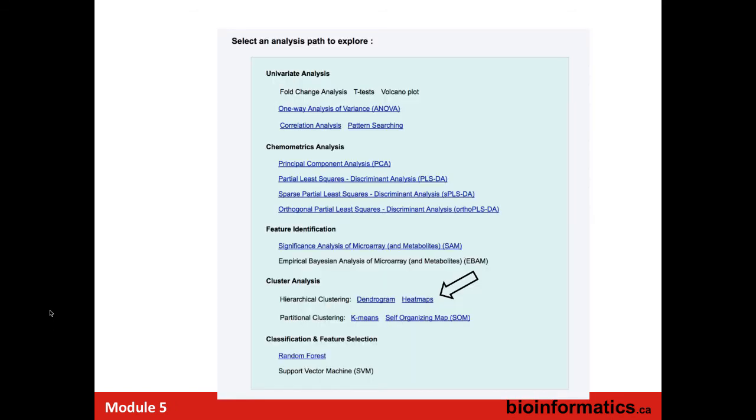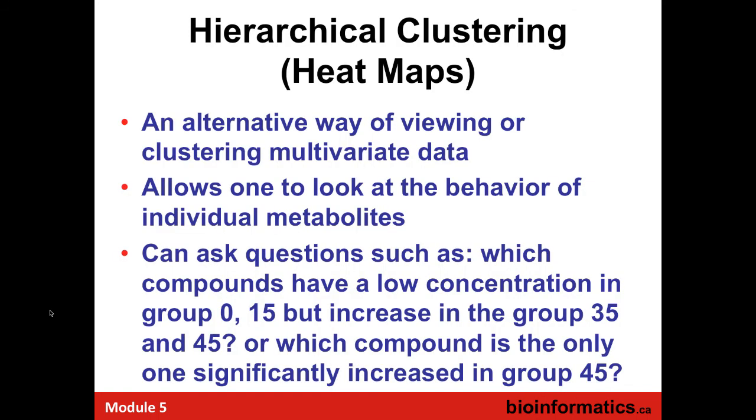The last thing that we can do in this one, or the one I'm going to use in this example, you could do many others, but we'll just look at heat maps, and this is the hierarchical clustering approach. And it's another way of looking at multivariate data. Some people prefer it because it's perhaps a little more visual, a little closer to the way people think of microarrays or protein chips. And it allows you to look at sort of the behavior of certain metabolites. So you can look at, see which ones are low in group 0 but increased in group 35 or 30 and 45 and so on.